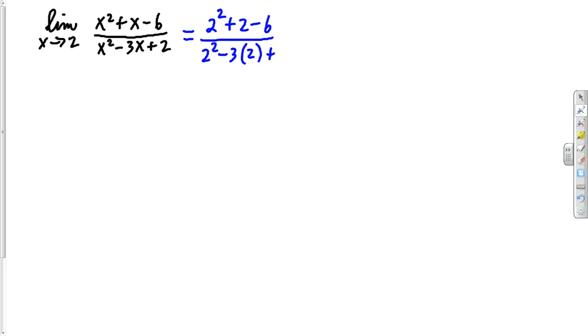So I'm going to replace x with 2, as you see here, and then we'll simplify the numerator. 4 plus 2 is 6, 6 minus 6 is 0, and we'll simplify the denominator. 4 minus 6 is negative 2 plus 2 is also 0. So unfortunately what we have obtained is what's called the indeterminate form, that is 0 divided by 0. So we'll have to go to plan B and see if there is some other way in which we can determine the limit of this rational function.